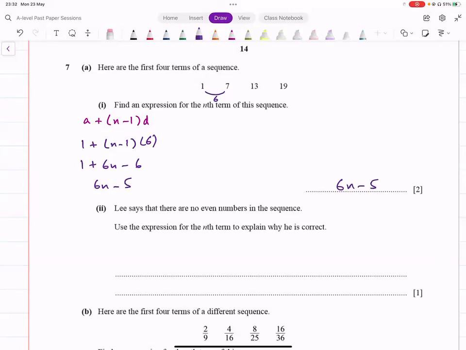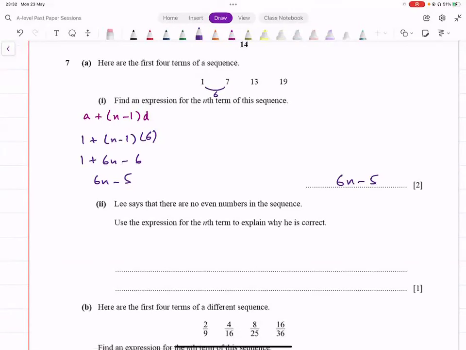Okay. Now the second part says, Lee says that there are no even numbers in the sequence. Okay. Now, if you look at the pattern, it's pretty obvious there, right? So 1, 7, 6 add करते जा रहे हैं, तो even number तो कोई नहीं आ रहा, सारे odd numbers ही आ रहे हैं. But it says, use the expression for the nth term. Okay, so use this expression to explain why he is correct. Why is there going to be no even number in the sequence?